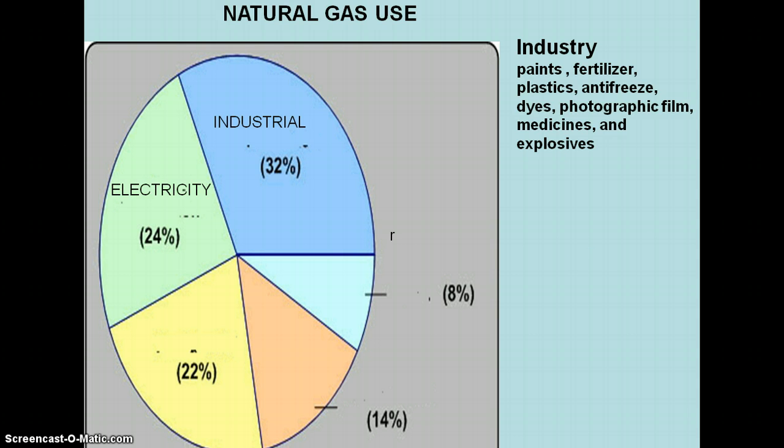Okay? So you have industry, electricity, and I would put heating, because electricity and heating kind of go hand in hand. You don't have to know this graph in order, just know electricity, industry, and heating. And you also don't have to know materials made from natural gas. My focus on that is with petroleum.